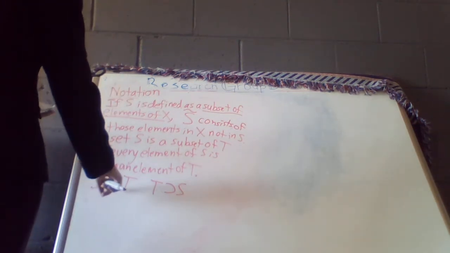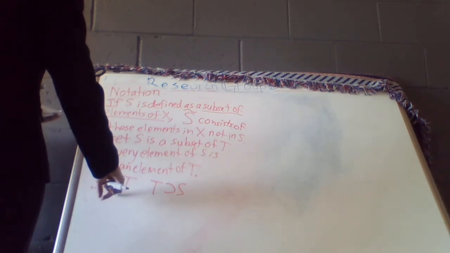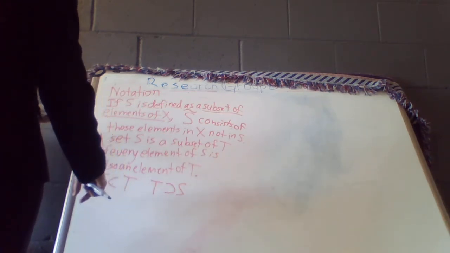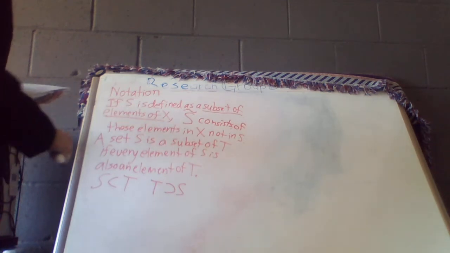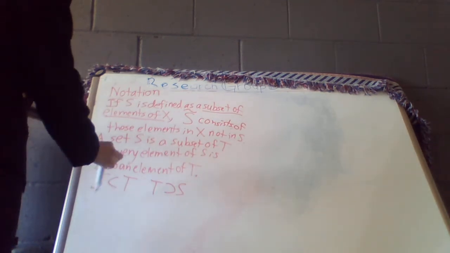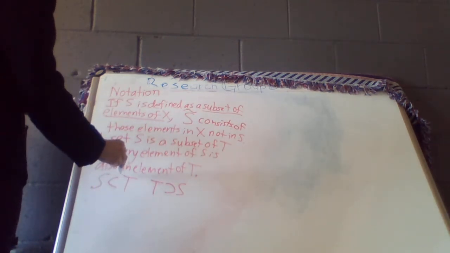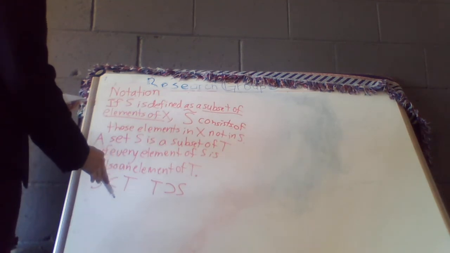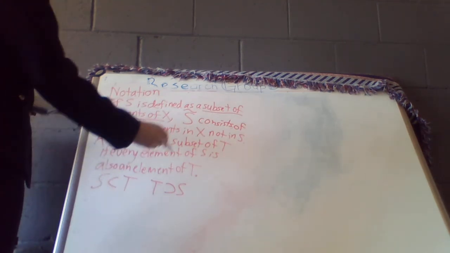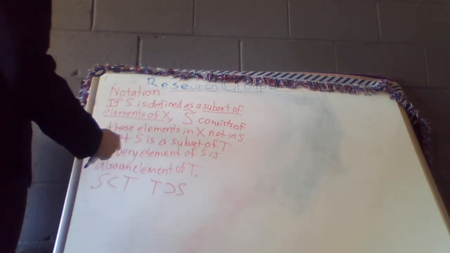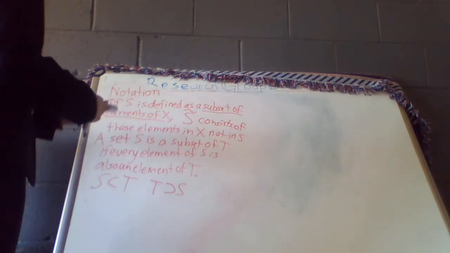But if S is a subset of T, but it's not actually equal to T, then we call S a proper subset. So at least in this book, they're allowing S and T to be equal with this notation. But if they're not, then we say that S is a proper subset of T if it's only some of T and not all of T.